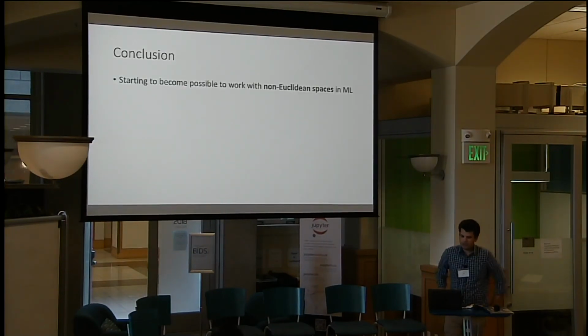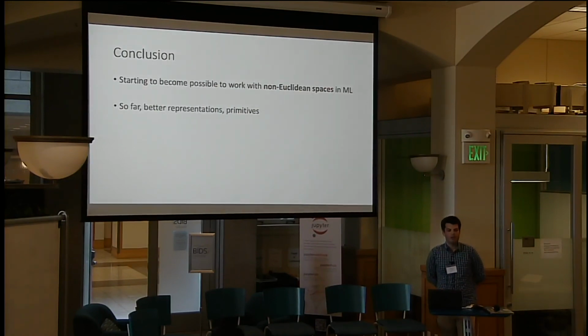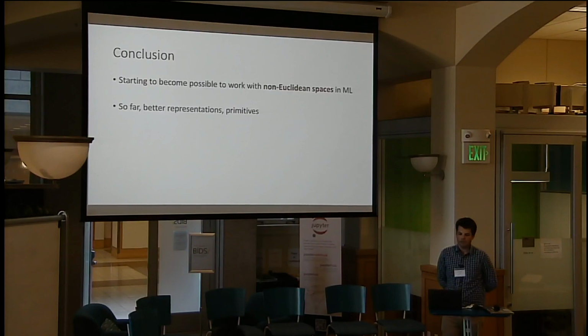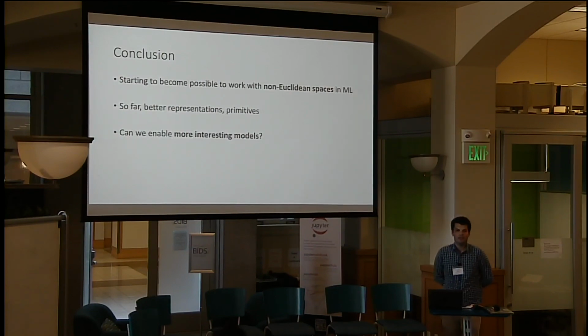So just in conclusion, for us machine learning people, all this stuff is kind of non-intuitive and new and different. But we're starting to make it a little bit more possible to work with these kinds of spaces in machine learning. So far, we've been focusing mainly on getting representations of data and doing some very primitive operations, but we haven't gone too far beyond that. What we'd like to be able to do is enable a lot more interesting models to take place with this kind of thing. I can imagine there are lots and lots of different physics problems that require you to have points that live in these kinds of non-Euclidean spaces. And hopefully, these initial attempts that we've made help us actually solve those kinds of problems.